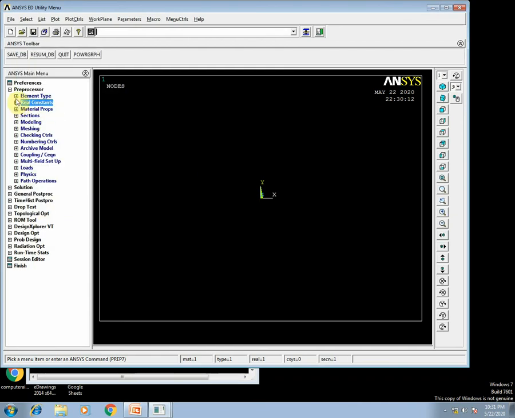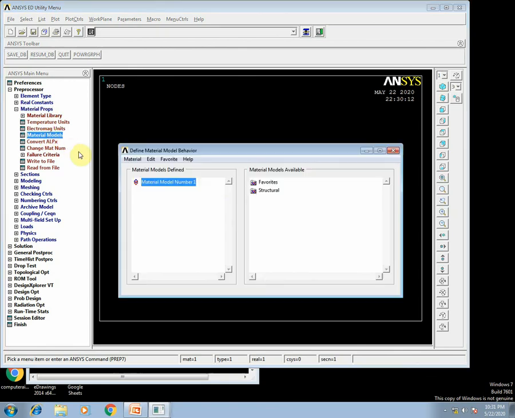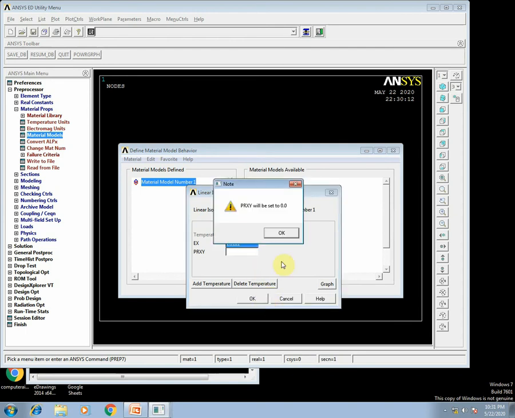close. Now I have to put in the material properties. In the material models: structural, linear, elastic, isotropic. Young's modulus 2.1 e raised to 11. Poisson's ratio is by default 0.